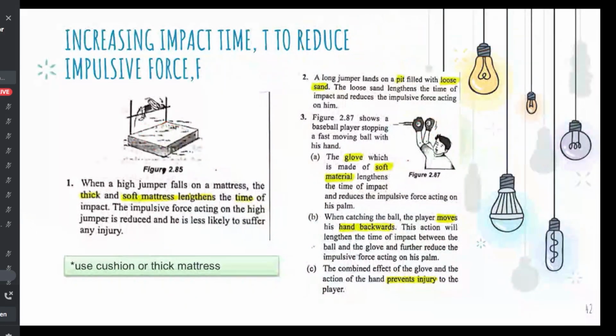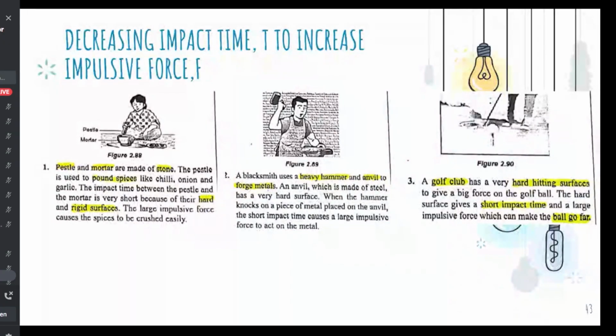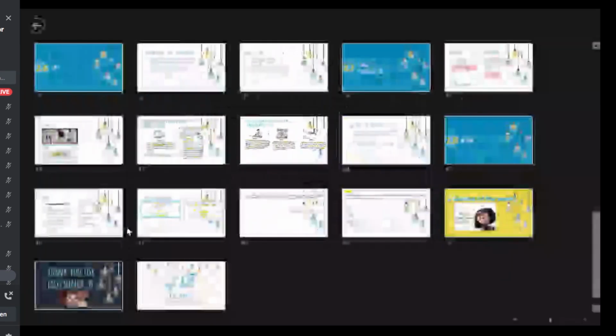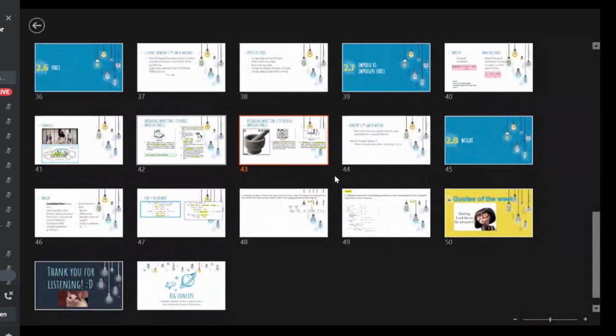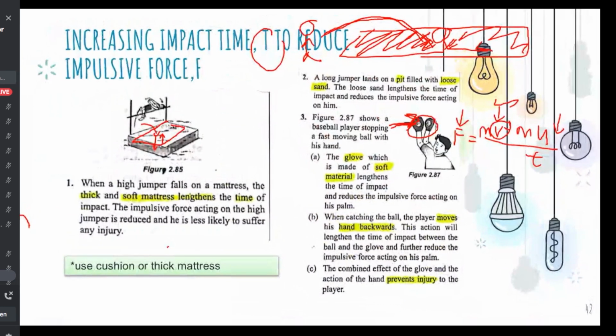Okay, let me see how many slides do I have? Give me a minute. One. Okay, so yeah.